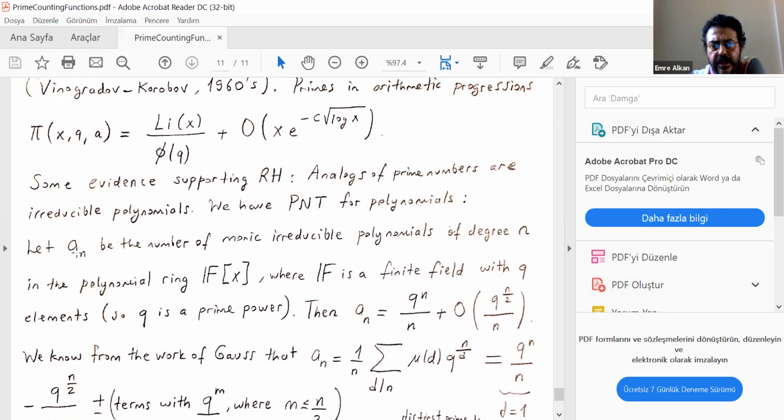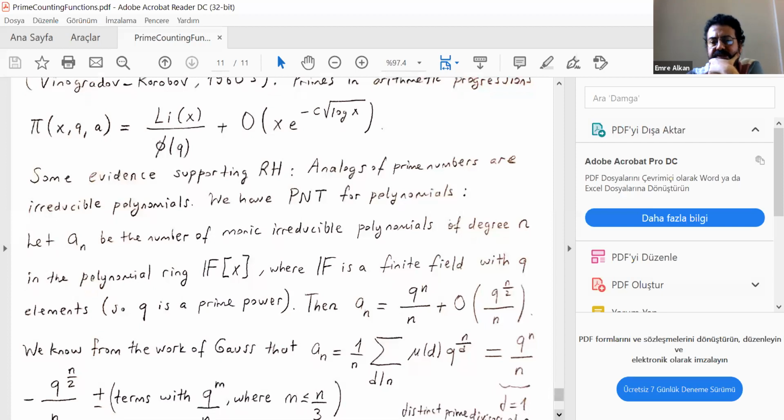Then you can give a formula for this, okay? And then it turns out that here is an asymptotic. A_n is equal to q^n over n plus an O term, q^(n/2) over n. You see the power is a lot smaller. So this is an error term. Now, how do we get this? Of course, I will again surf over the results.